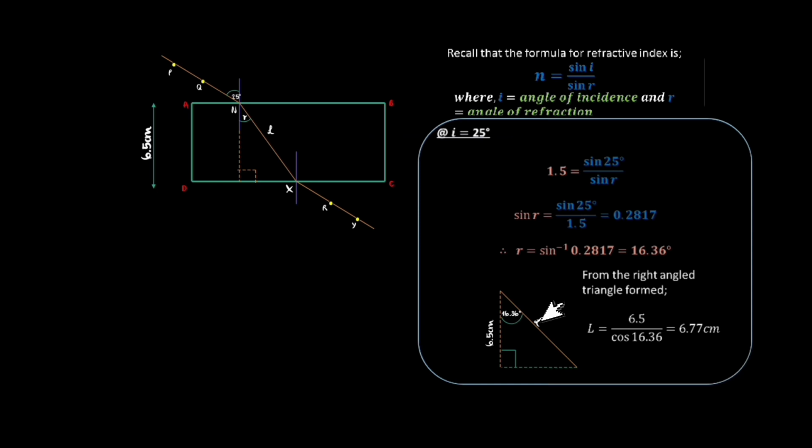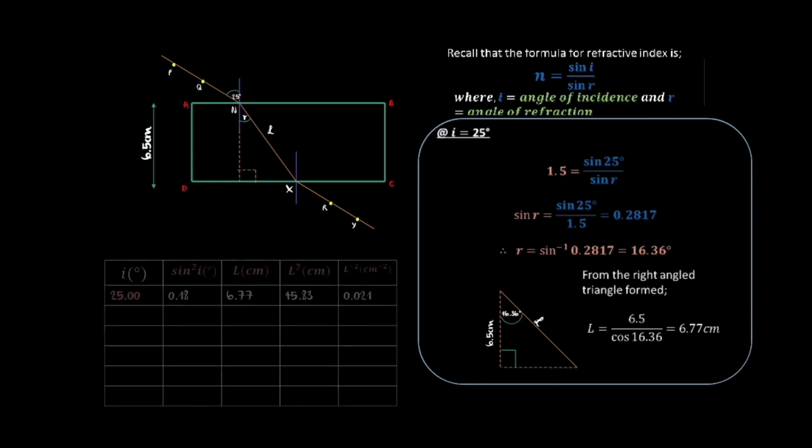So with our knowledge of SOH CAH TOA, we deduce that L is equal to 6.5 divided by cosine of the angle 16.36, and we got the value of our L to be 6.77 centimeters.